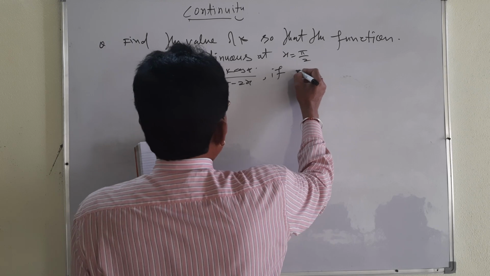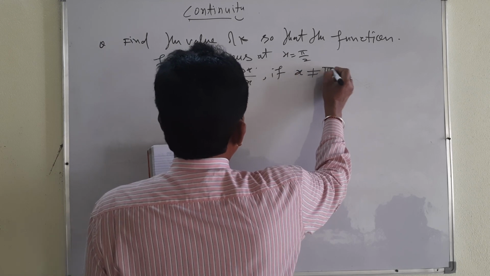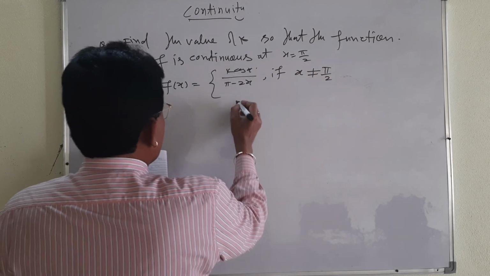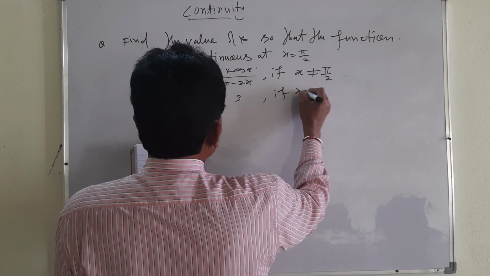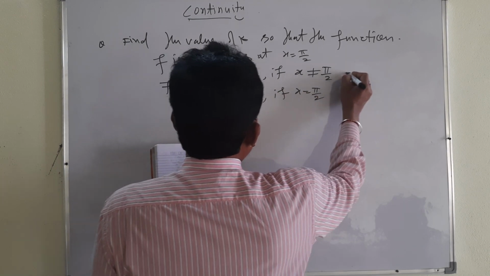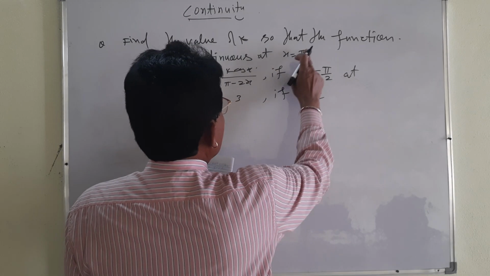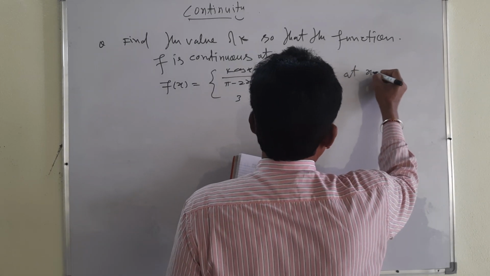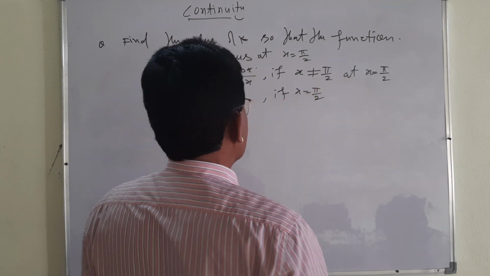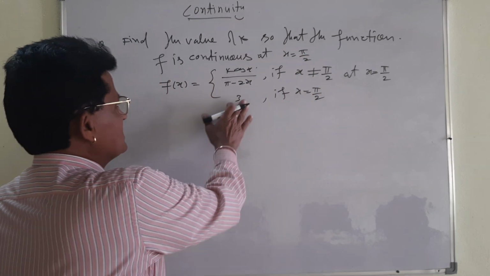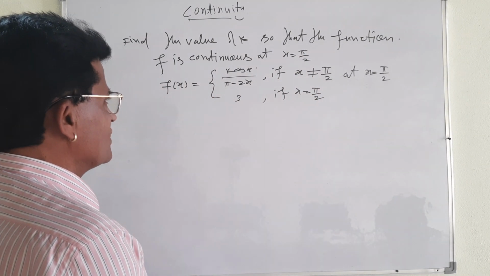If x does not equal pi by 2, okay, it will be 3 if x is equal to pi by 2. Already I have given x equal to pi by 2, so the function is continuous at this point. Okay, the function is given, you see.